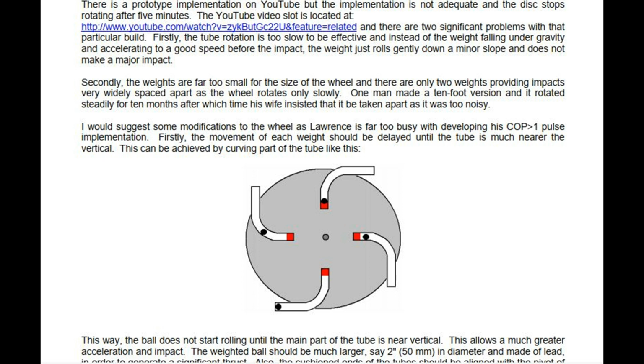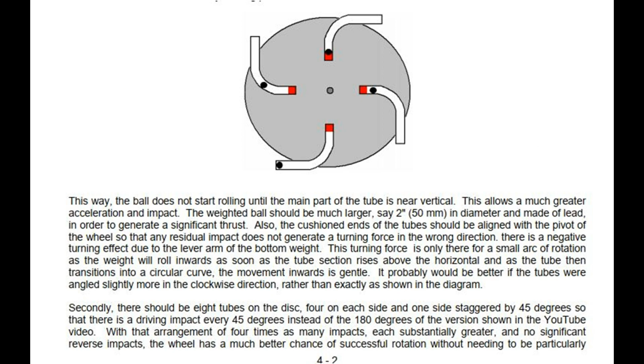The weighted ball should be much larger, say 50 mm in diameter, and made of lead, in order to generate a significant thrust. Also, the cushioned ends of the tubes should be aligned with the pivot of the wheel so that any residual impact does not generate a turning force in the wrong direction.